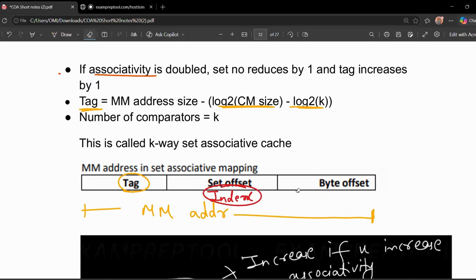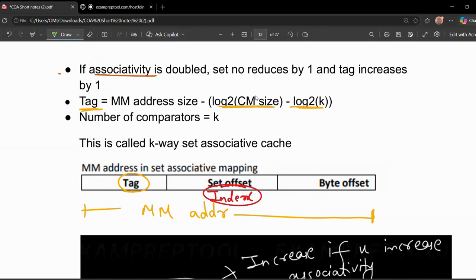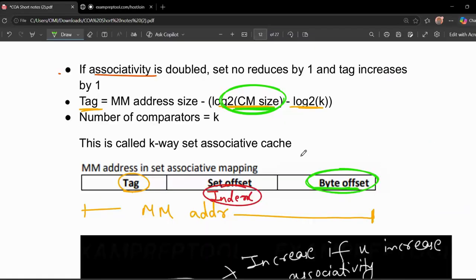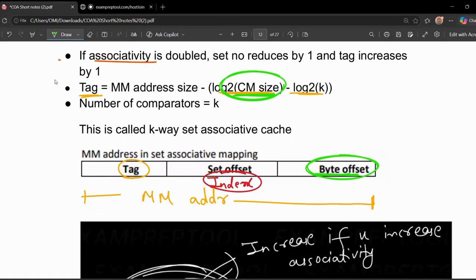But this is another formula. It can be useful only when the cache memory size is given, and no information about block size is given. So we'll see this point also. When we discuss this point, we can also see the other point. Both the points, just hold on for a couple of minutes.